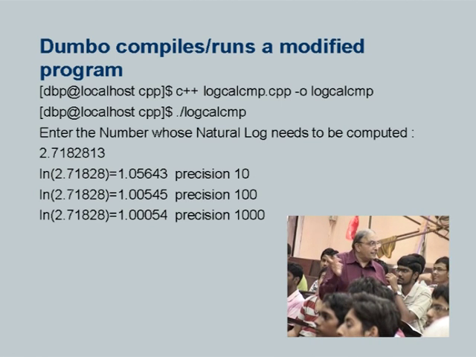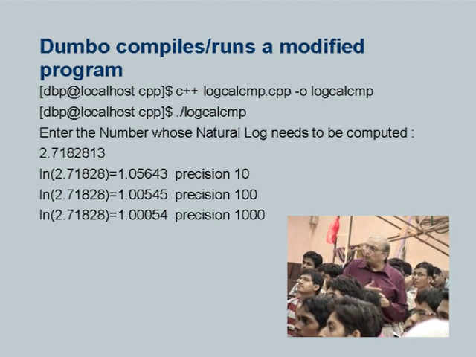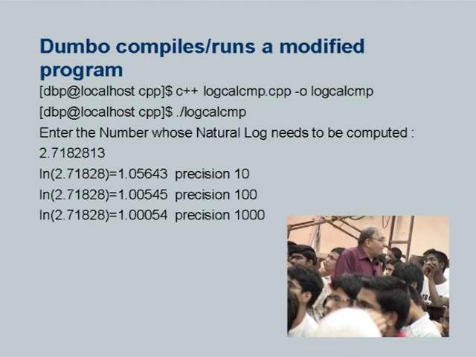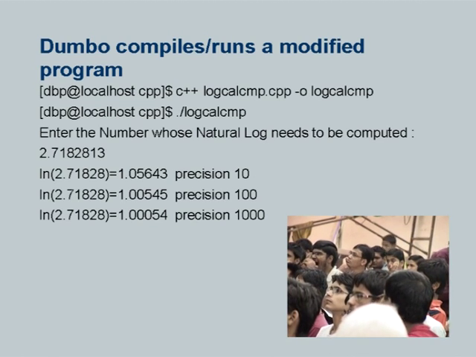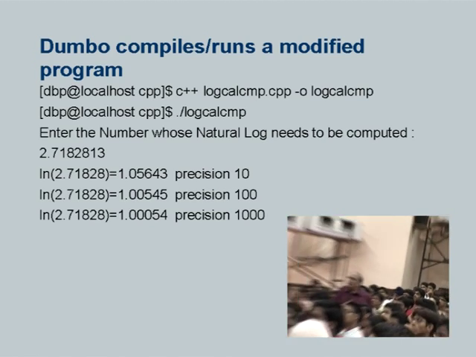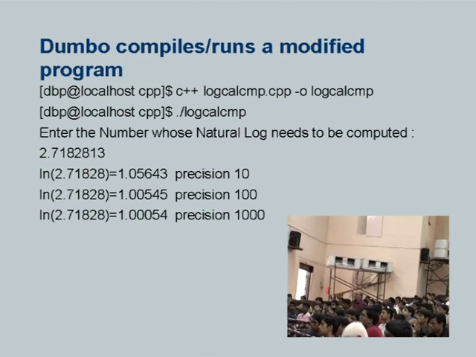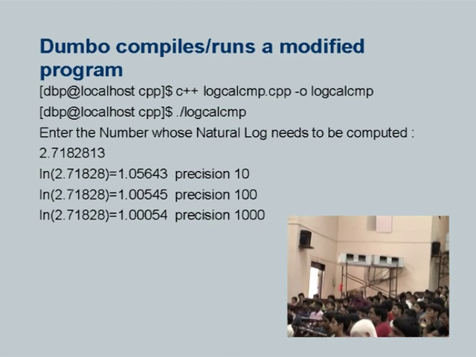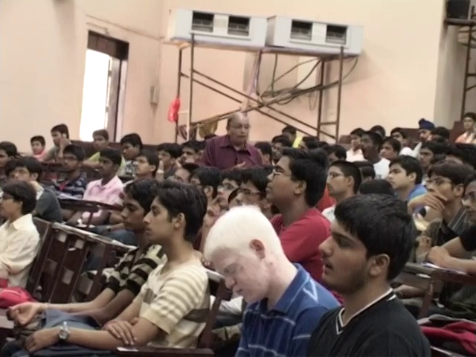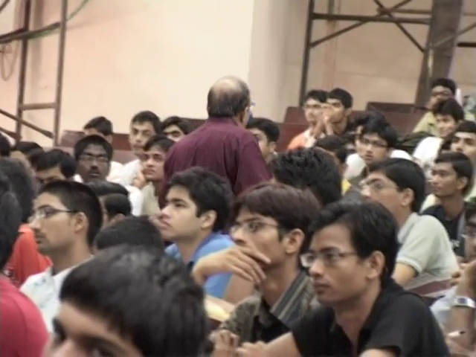But now, see the execution of the program. It again asks me enter the number whose natural log needs to be computed. I have given the value 2.7182813. Is it closer to E? Yes. So I would expect a value 1. Notice that the log calculated for that with precision 10 is 1.05643. With precision 100 is 1.00545. And with precision 1000, it is 1.00054. Obviously, larger the precision, the better is the accuracy of my result.